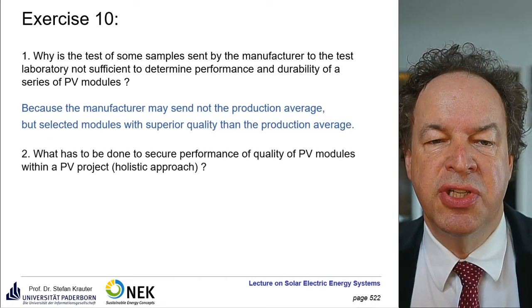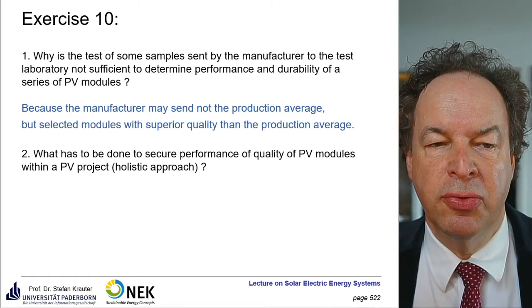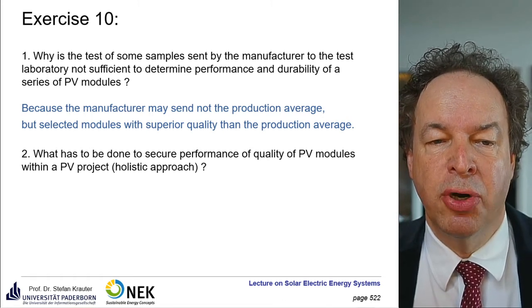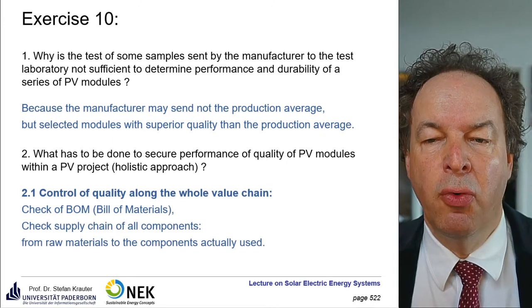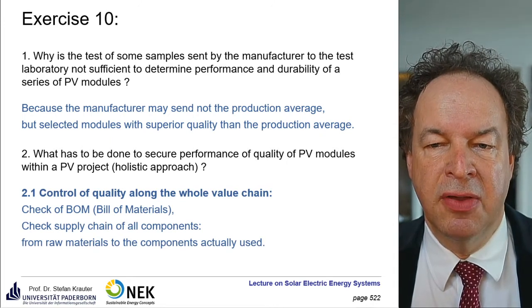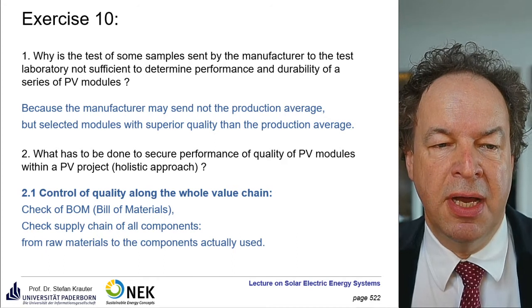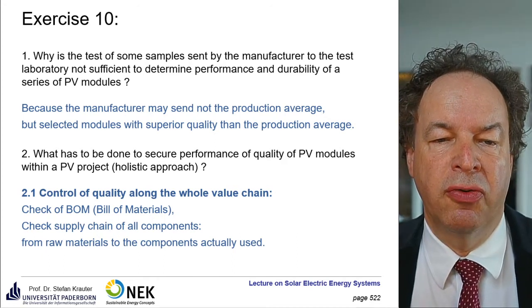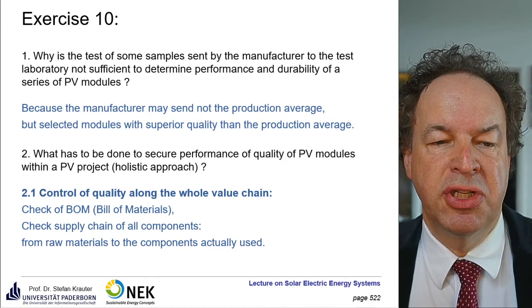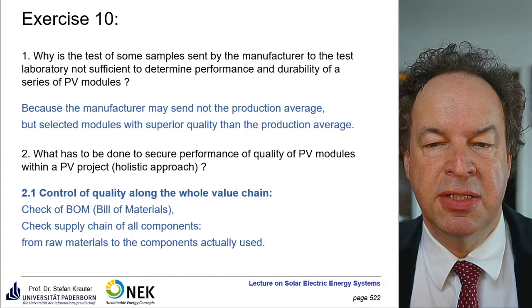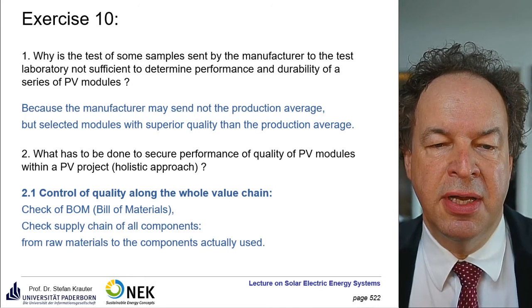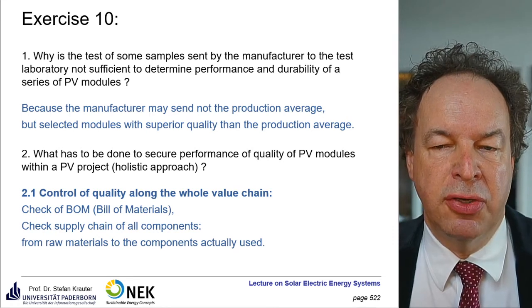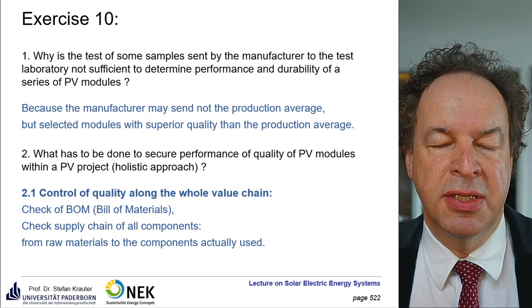What has to be done to secure performance of quality of PV modules within a PV project? We do a holistic approach. So we have to make a control over the whole value chain. So we give the answer in 3 parts. So part 1, you just do the control of quality, and then we check the BOM, the so-called bill of materials. So we check the suppliers, which are the components, and check whether these materials are really used there, and whether the sub-suppliers also have a quality control, so the quality is constant.